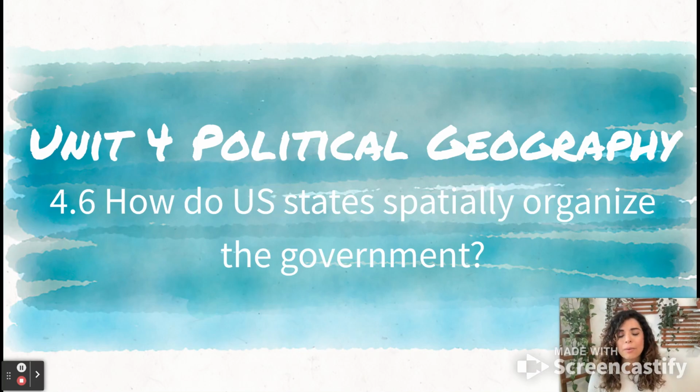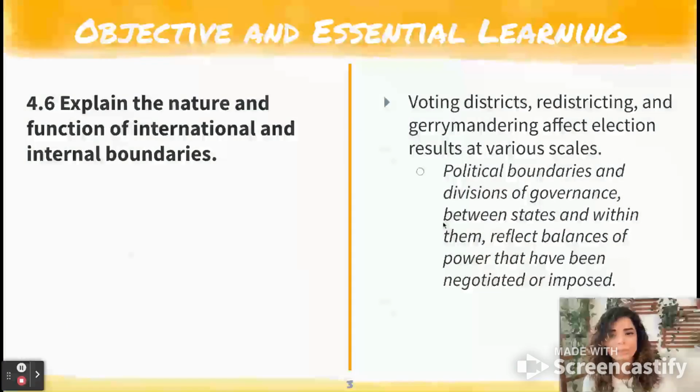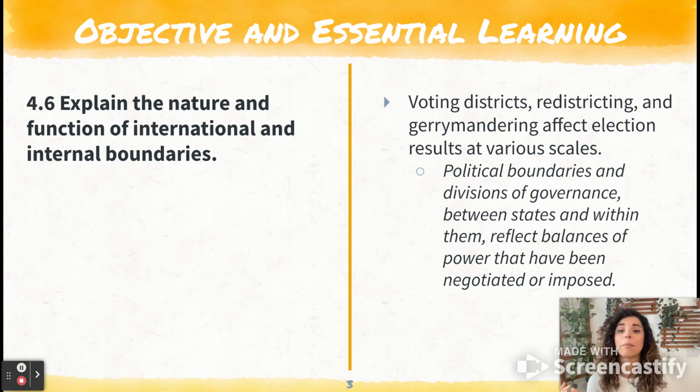Keep in mind that when it comes to AP courses, human geo included, it's very US centric. So even though we might be using some US examples today, a lot of these concepts, ideas, and terms do include other countries as well, or just political geography in general. We're continuing on explaining the nature and function of international and internal boundaries. In 4.5, we focused more on international boundaries. Today we're looking at internal boundaries using the US as examples.